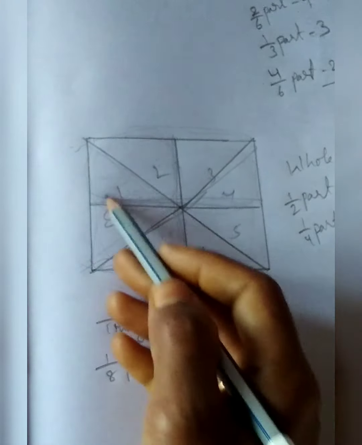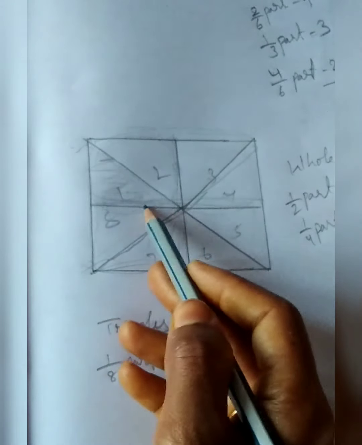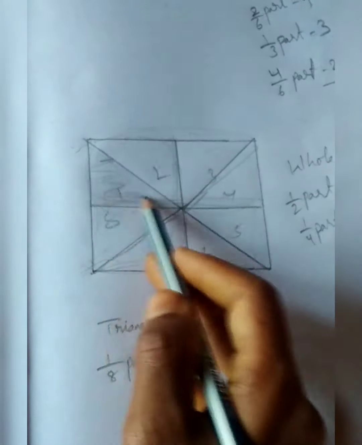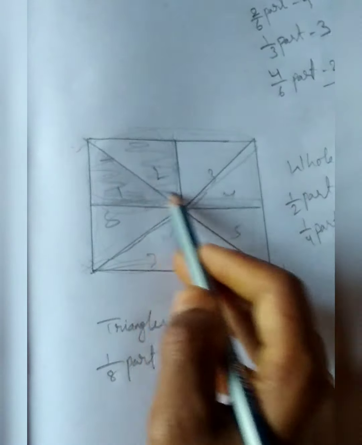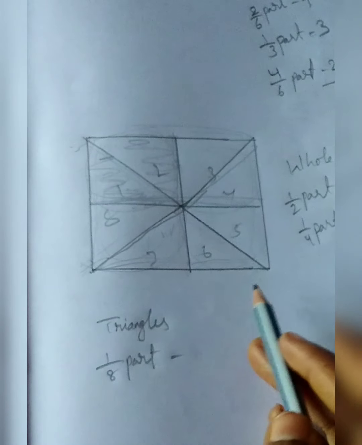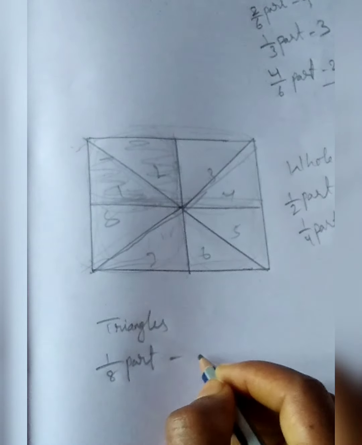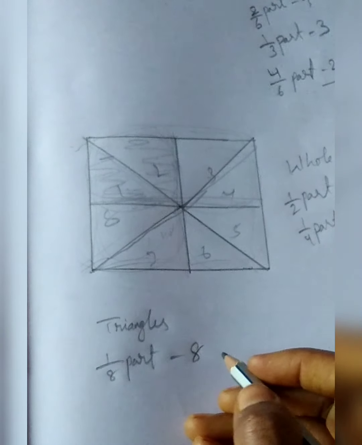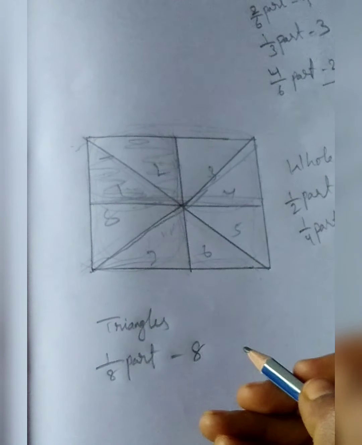Each part is the same, right? So 1/8 part. Out of 8 parts, this is 1 part. Out of 8 parts, this is 1 part. So like that you have a total of 8 parts of 1/8, right? You have 8 triangles. Next, 1/4 part.